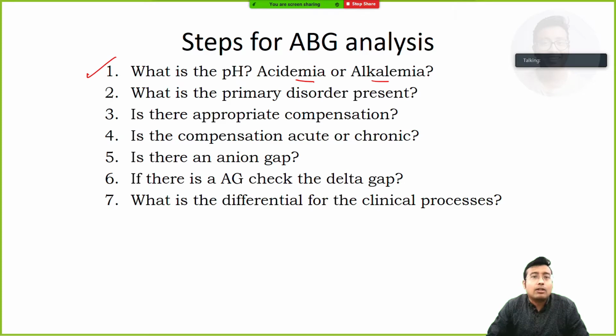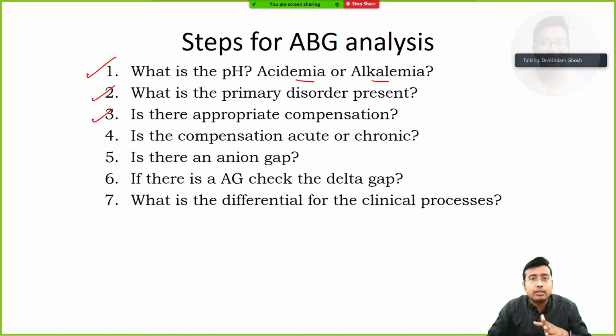Next, what is the primary disorder present? We have learned together what is primary disorder and how to identify it. We need to look at the direction of bicarbonate and pH. If they go in the same direction, primary disorder is metabolic. However, if the pH goes in reverse order with the PCO2, which is usually the case, then the primary disorder is respiratory.